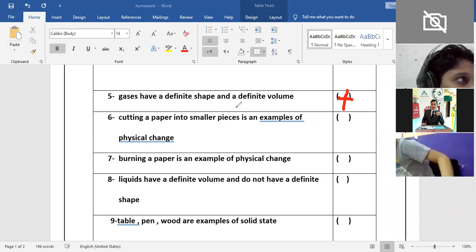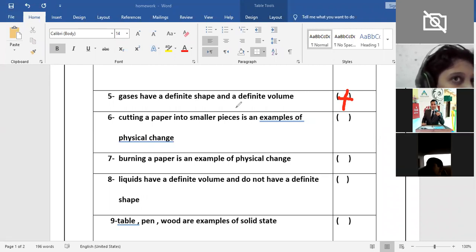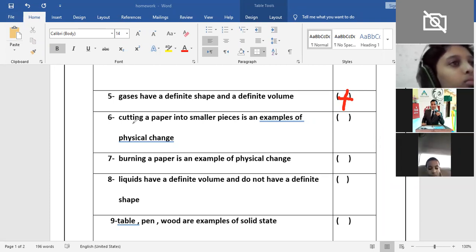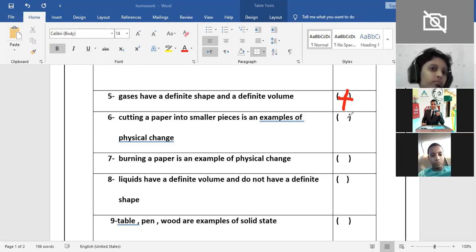True or false, Mason? True. You are excellent, Mason. Why true? Because cutting a paper into small pieces does not form a new kind of matter, it is the same matter. So it's true. A physical change. You are excellent, Mason. Where is Mishal Omar?